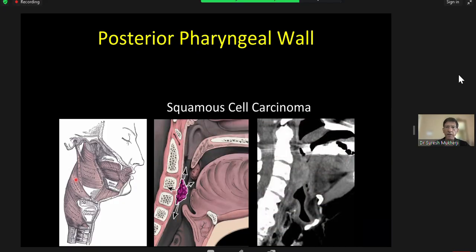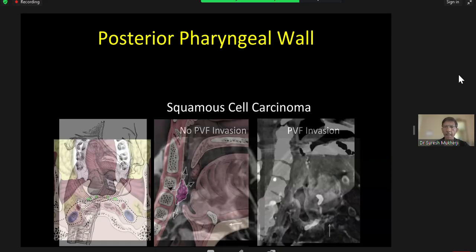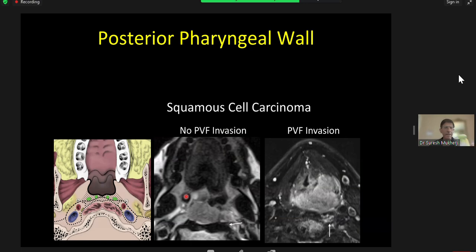So when we look at tumors involving the posterior pharyngeal wall, the most common is going to be squamous cell carcinoma, just like any other place in the head and neck. Now, 9 times out of 10, the surgeons can go in and they can see this posterior pharyngeal wall tumor. But what they need from us is to describe the extent of it, and then also think like the surgeon thinks.